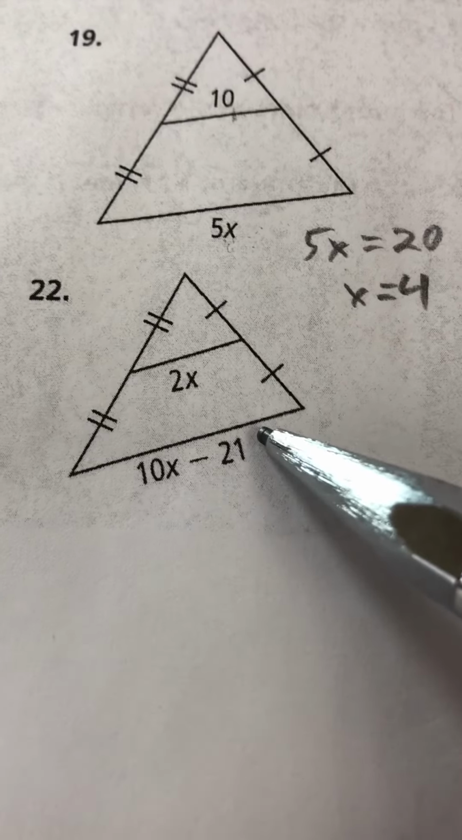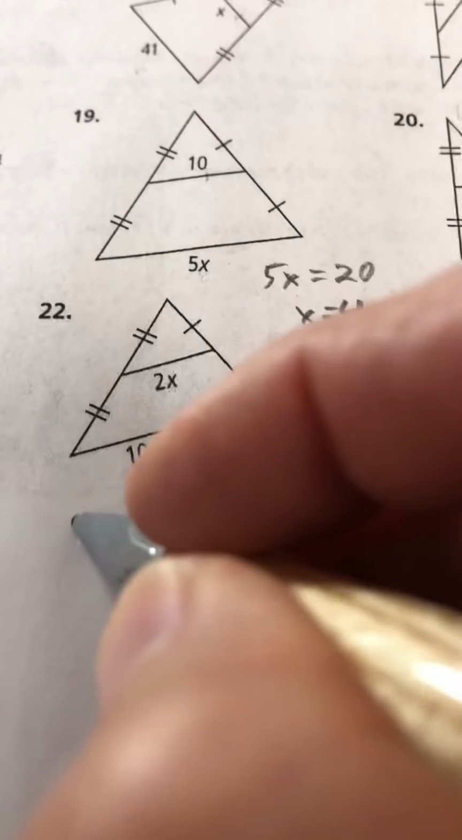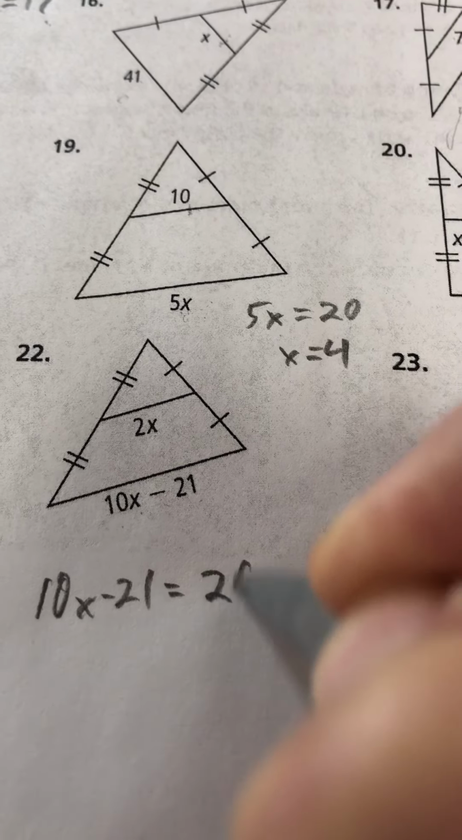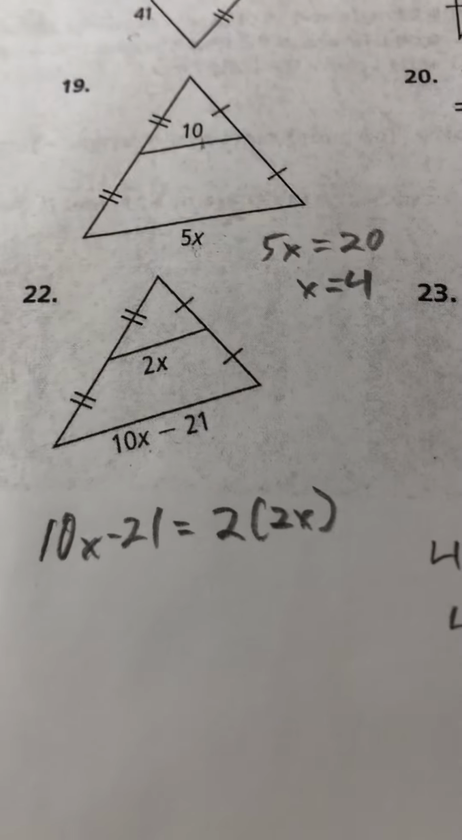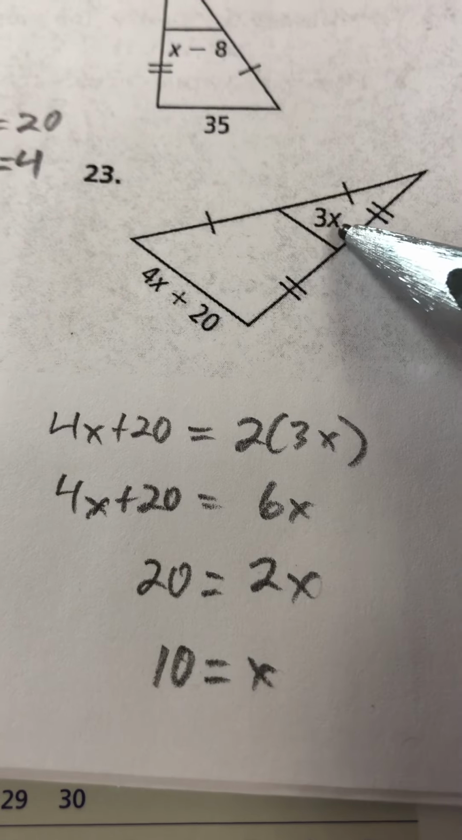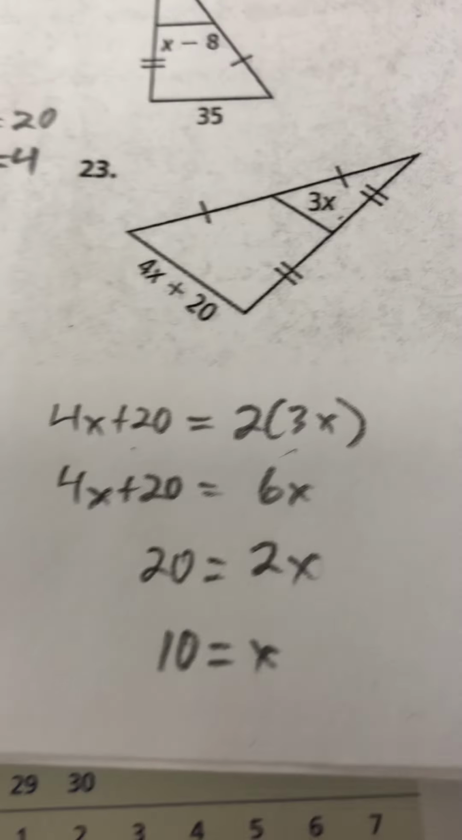This one is going to be 10x minus 21. Let me set it up for you. 10x minus 21 is going to equal 2x's. Then just go ahead and work that out, kind of like you did in number 21. This one is going to equal 3x's. So you see I worked it out, and I got x equals 10.